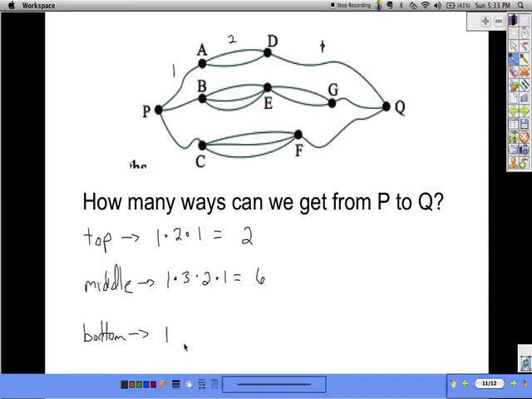Along the bottom, P to C there's one choice, C to F there's 3, and F to Q there's 1. So 3 choices there, for a total of 11 ways that we can get from P to Q. I'm now adding these together.